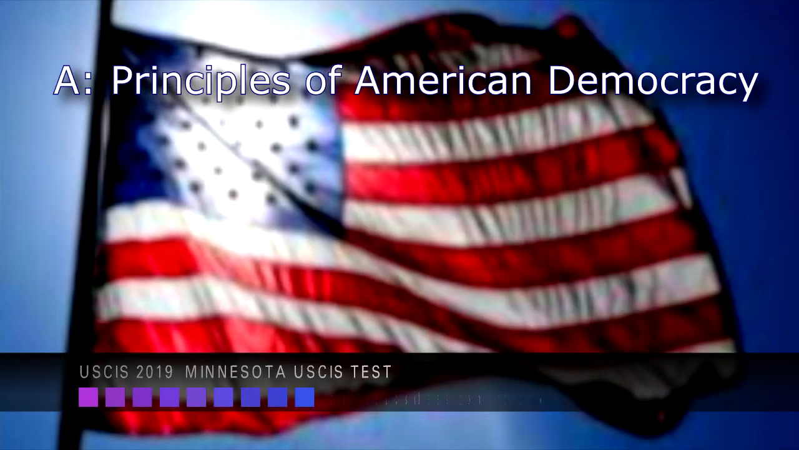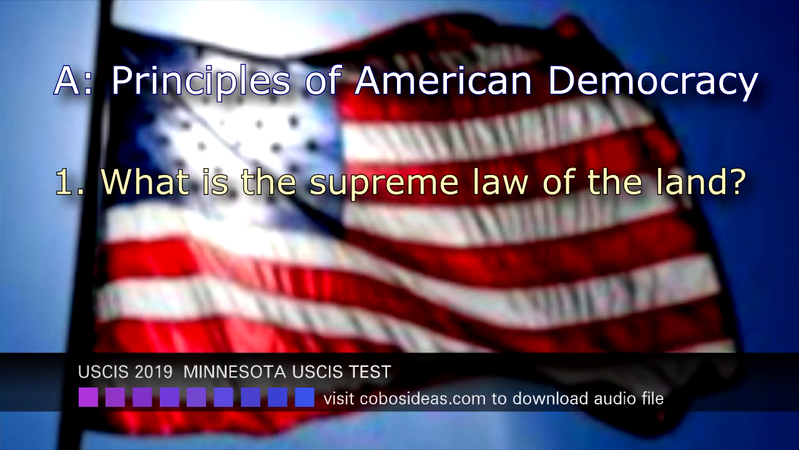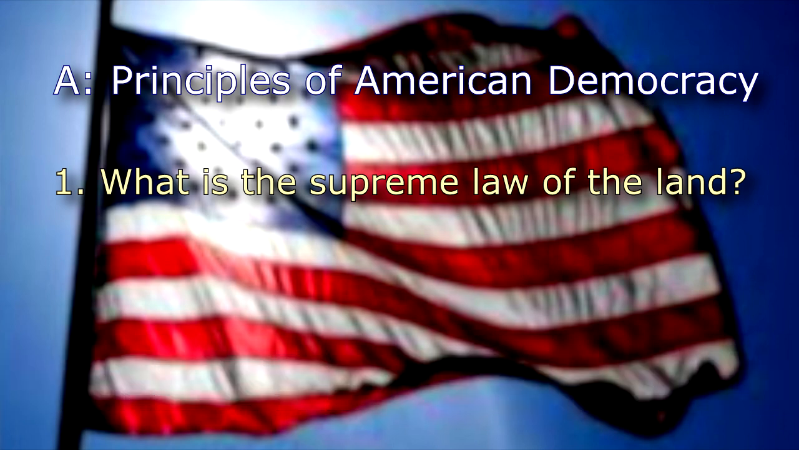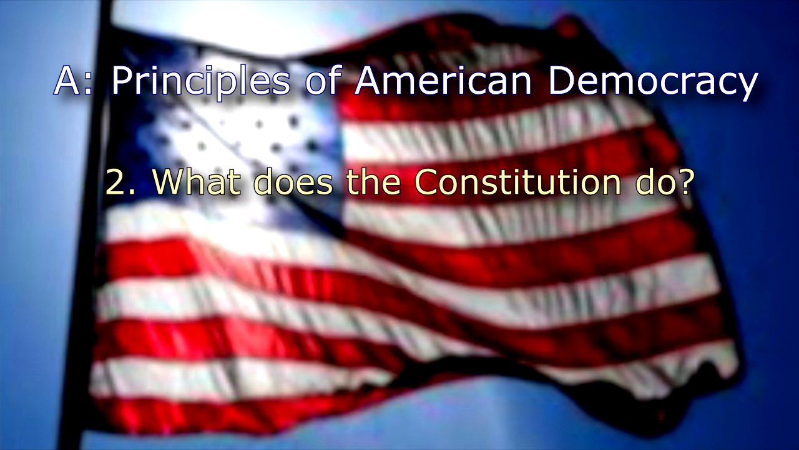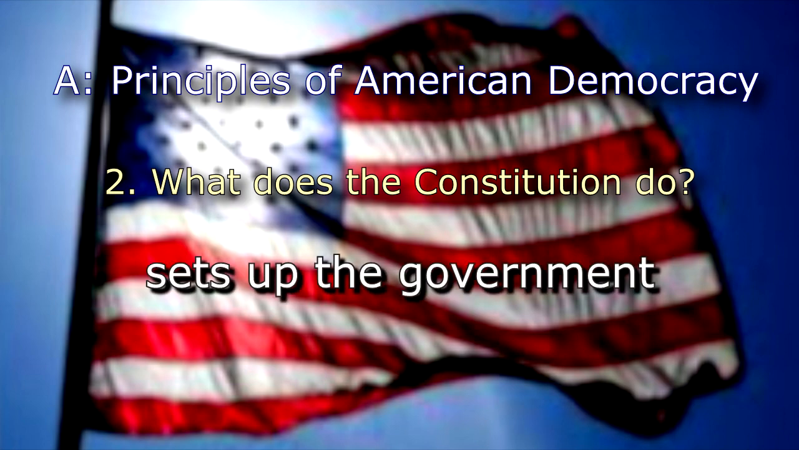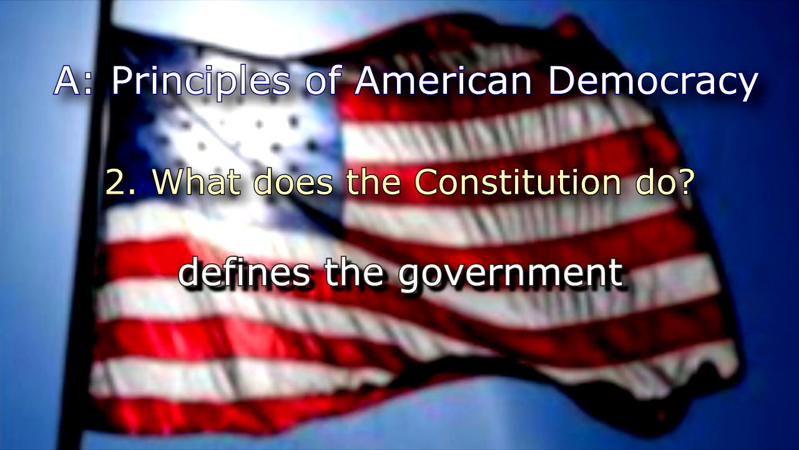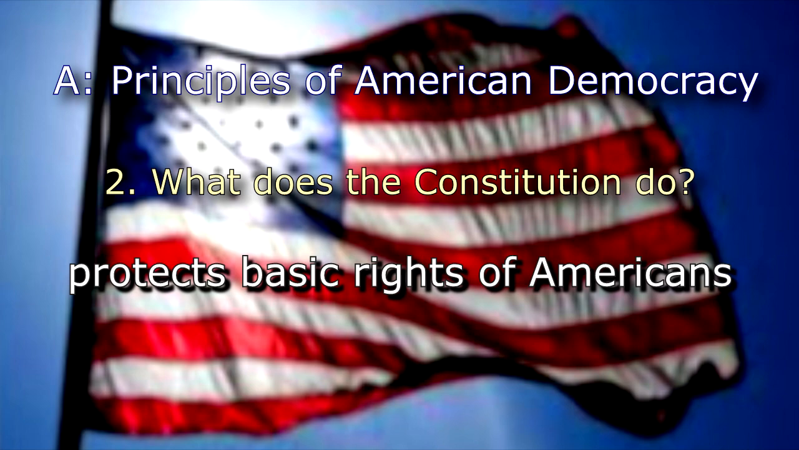A. Principles of American democracy. 1. What is the supreme law of the land? The Constitution. 2. What does the Constitution do? Sets up the government. Defines the government. Protects basic rights of Americans.